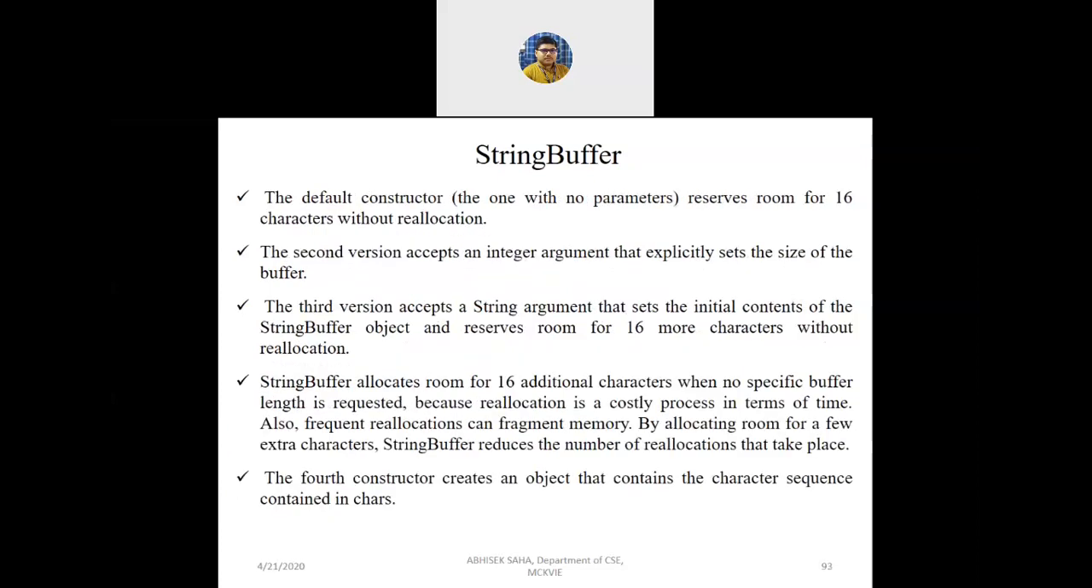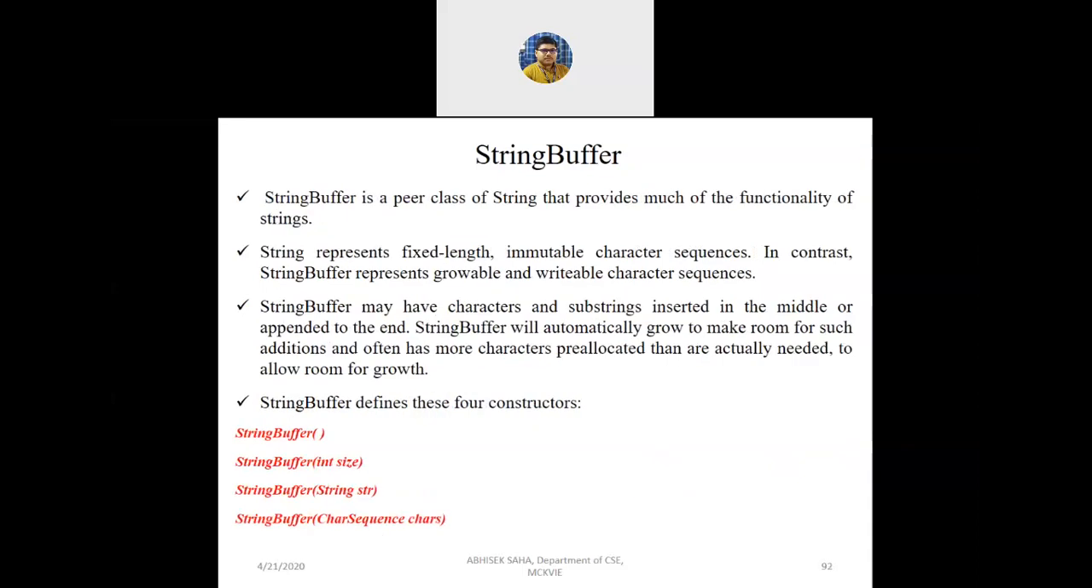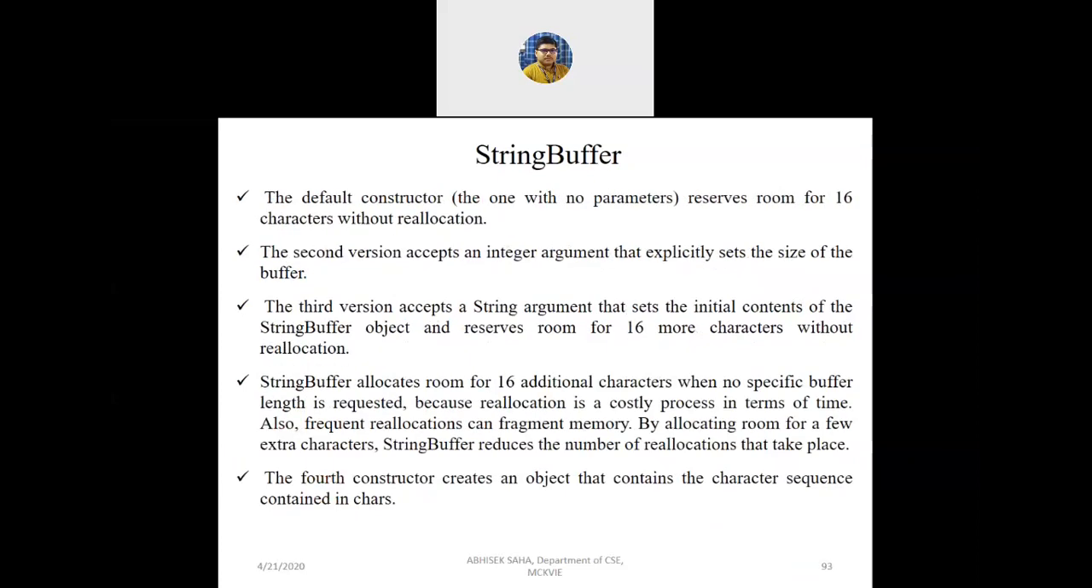The default constructor with no parameter reserves room for 16 characters without reallocation. It's important to know. Note it down. The default constructor reserves room for 16 characters without reallocation. The second version accepts an integer argument that explicitly sets the size of the buffer. For the first one, memory for 16 characters is allocated. For the second one, you are providing the size. That's why the buffer size you have already explicitly set.